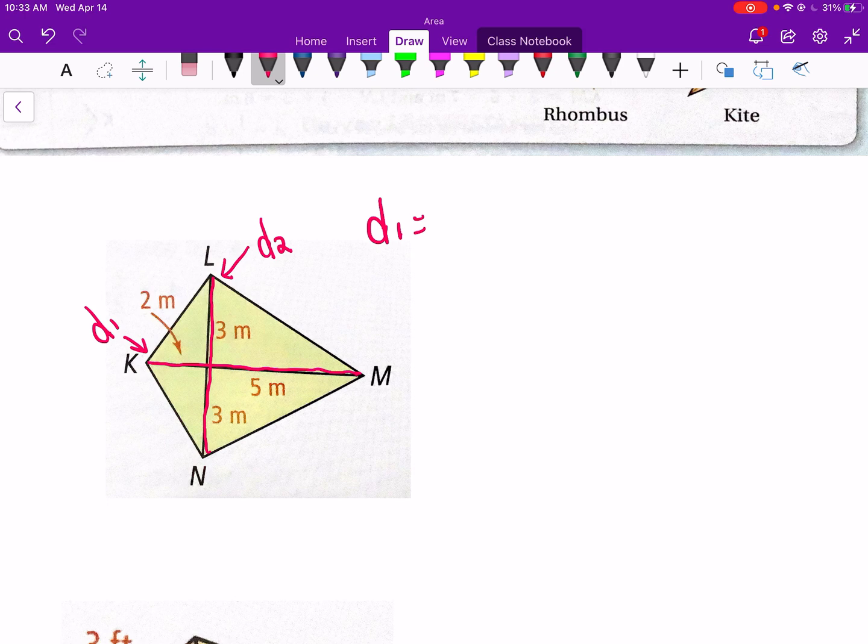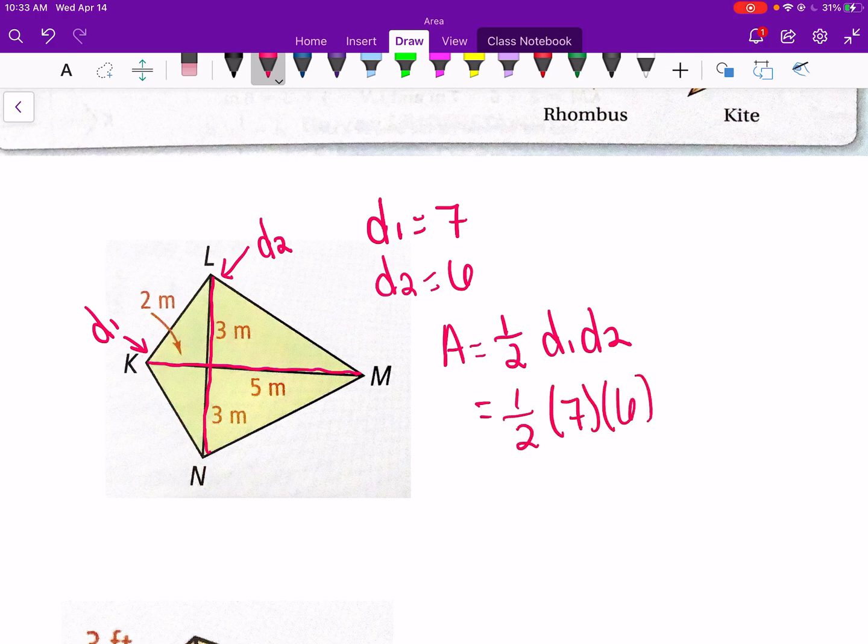So the length of diagonal 1 is 2 plus 5, which is 7. And the length of diagonal 2 is 3 plus 3, so 6. Since I know the length of the diagonals, I can find the area. So the area is 1/2 times d1 times d2. So 1/2 times 7 times 6, which is 21 meters squared.